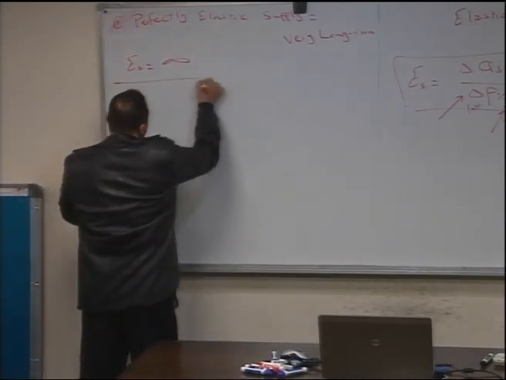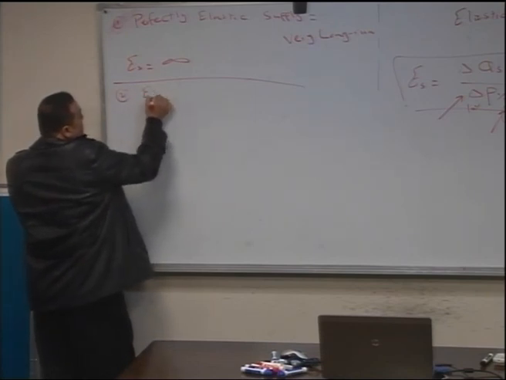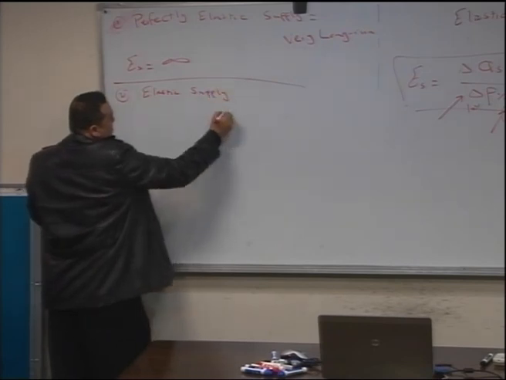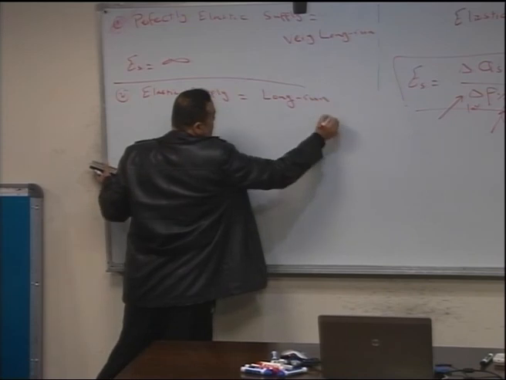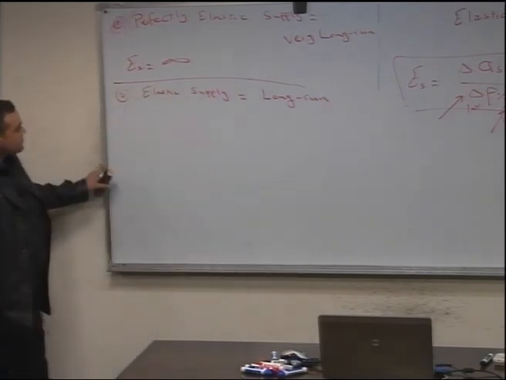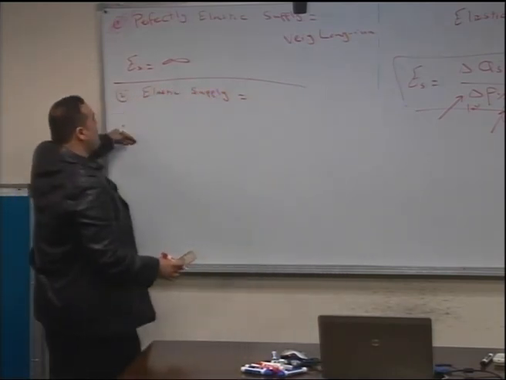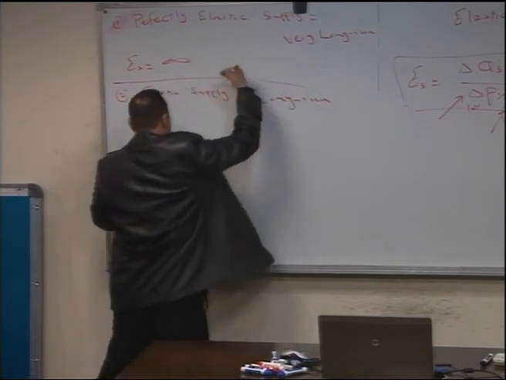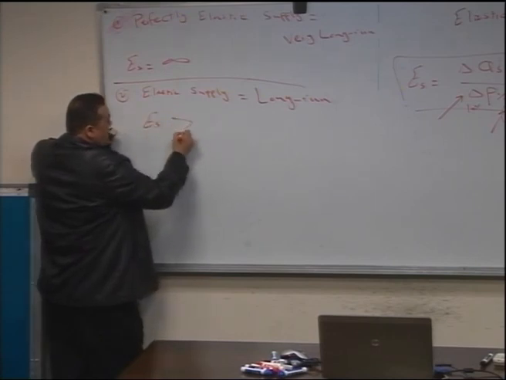Number 2, elastic supply. This is long run. ES is bigger than 1.